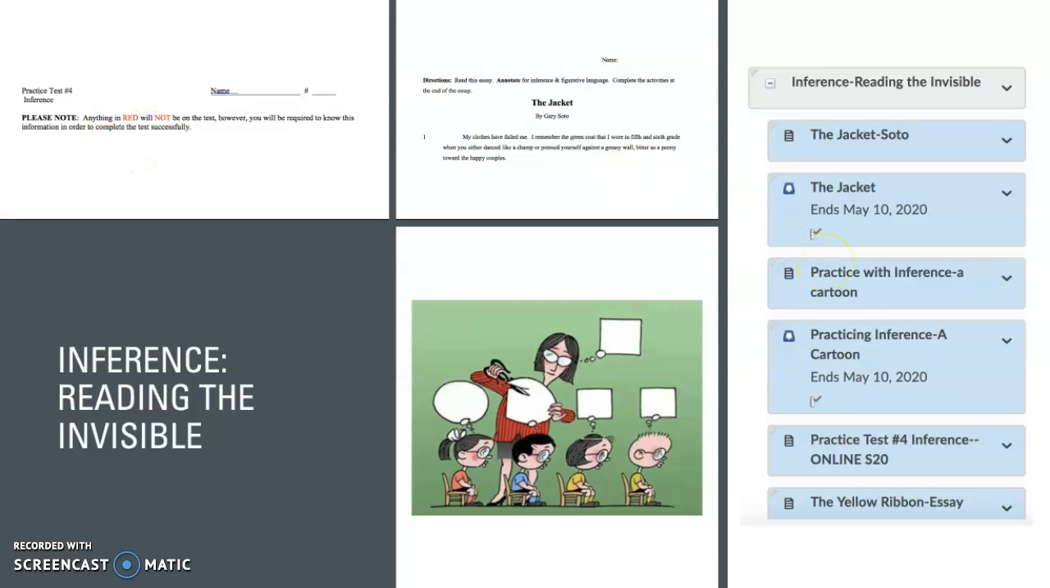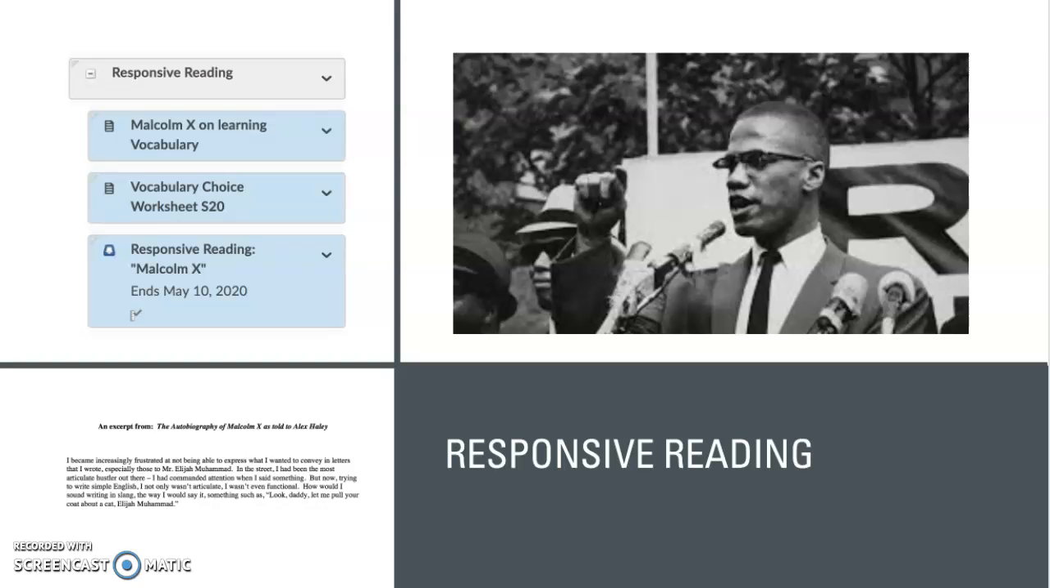And then the last thing you have to do is the responsive reading, and this time you are going to be reading a little excerpt from the autobiography of Malcolm X, and you're going to be reading his essay. And again, remember, you're writing down your thoughts, your opinions, your connections that you are making with this reading, with all the rest of the readings that we've been having. Okay, so that is your last responsive reading assignment. So have fun with that.